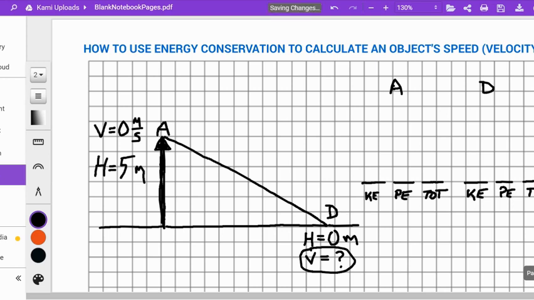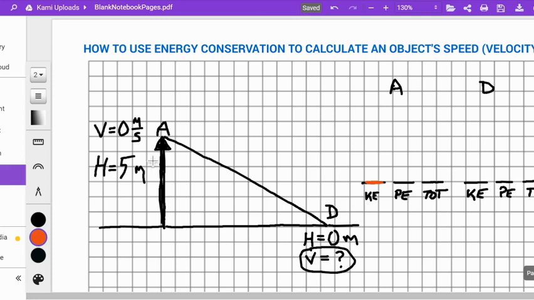Before I do any math, it's really helpful to imagine energy bar graphs and what's happening. Let's take a look at A. At A, we said the object is not moving, and if it's not moving, its kinetic energy is just 0. I'm going to highlight that in red. There's really nothing to draw there, because the kinetic energy is 0.